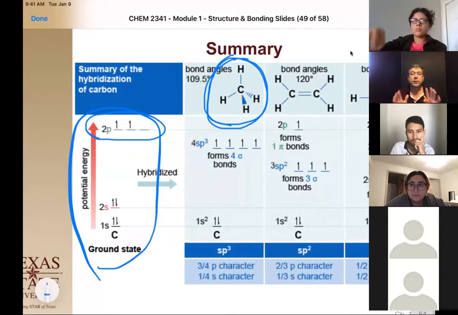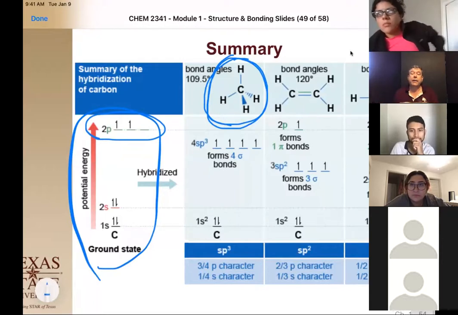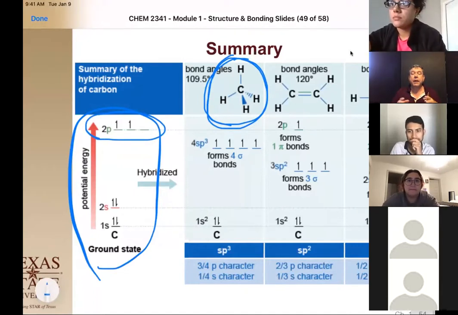Okay, so questions about hybridizations. This is why our molecules in organic chemistry have the shapes they do, okay? Everything will go through some kind of hybridization or some kind of hybridization change.